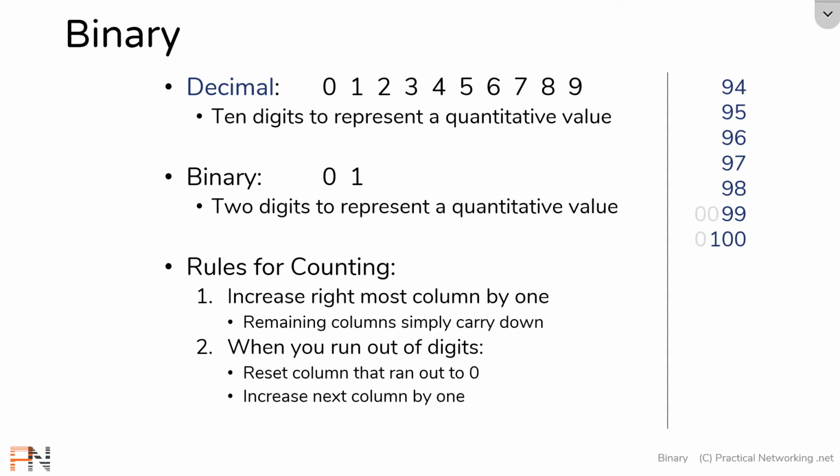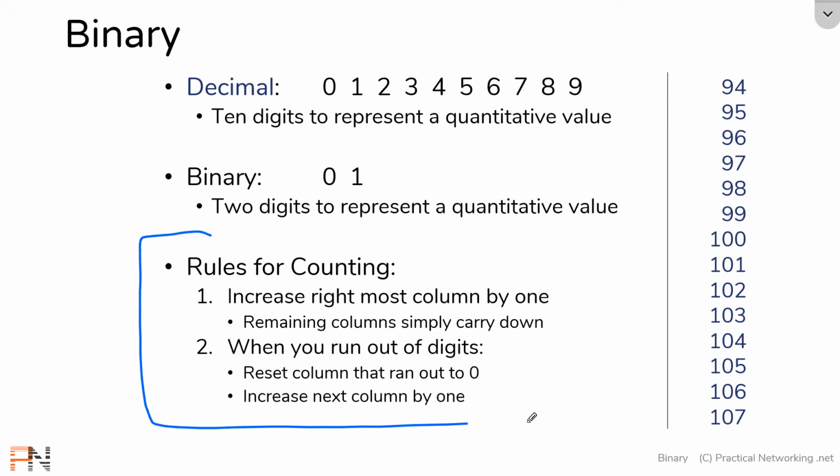And then from here, the process simply continues. Since we are able to increase the rightmost column, all the remaining columns simply carry down. The same thing happens if we continue forward. These are the rules that we followed for counting in decimal.